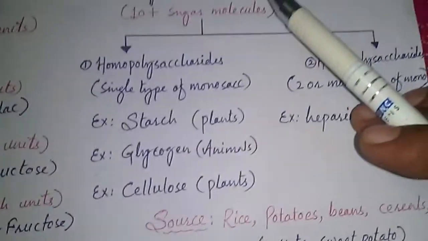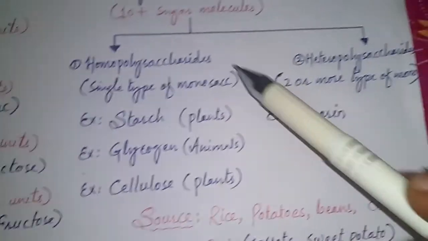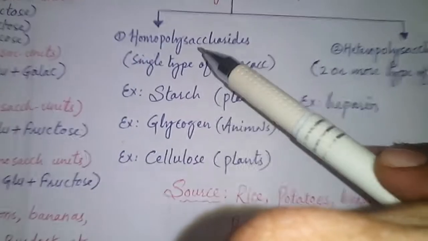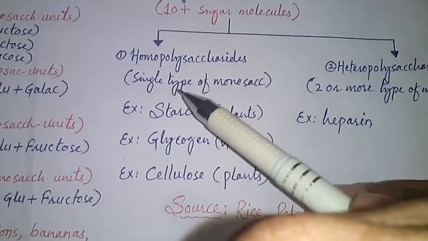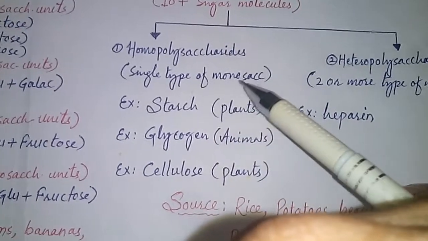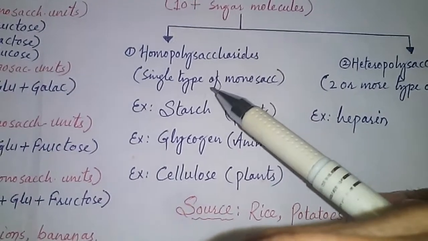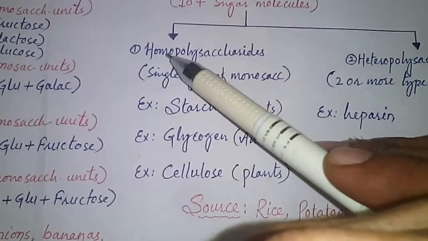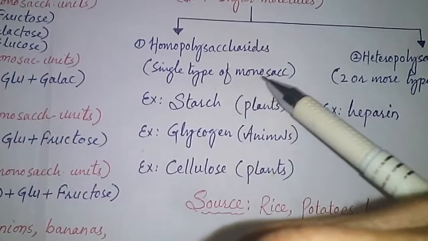It is further divided into two types: homopolysaccharide and heteropolysaccharide. Homo means same and hetero means different. So homopolysaccharides are the type of polysaccharides in which only a single type of monosaccharide is present, only one type of monosaccharide in that chain linked by the glycosidic bond. Hence it is called homopolysaccharide.